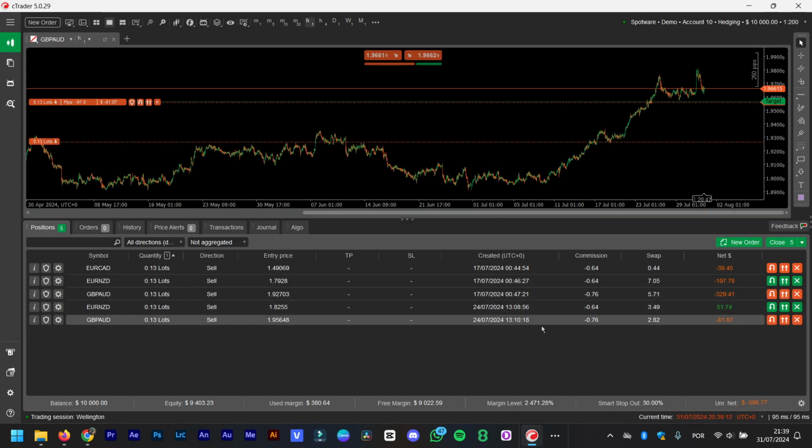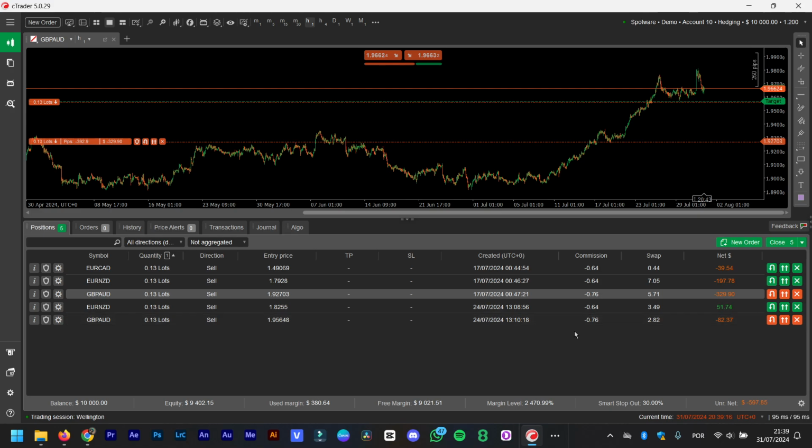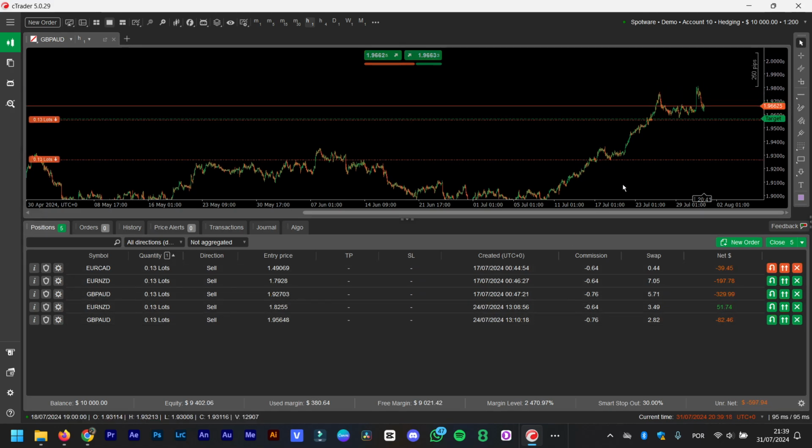Also GBP AUD, I have to wait. There's nothing to do here. There's also another one of GBP AUD. There's nothing else to do here but wait as well. And of course, if the market goes even more against me, I'm going to open another trade, and that's going to be the last one because the margin level is at 2,000%, which is really low.